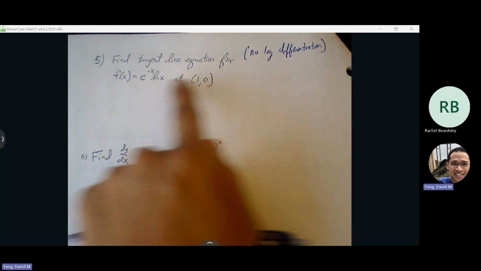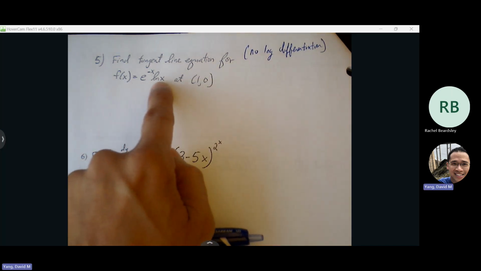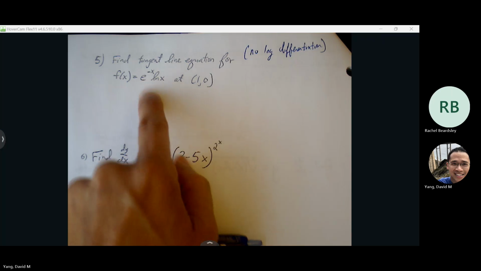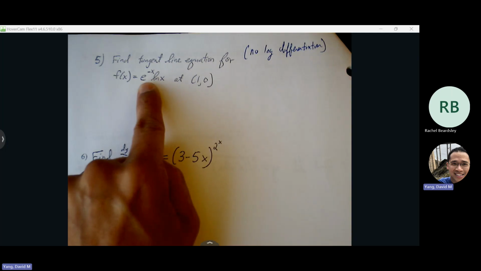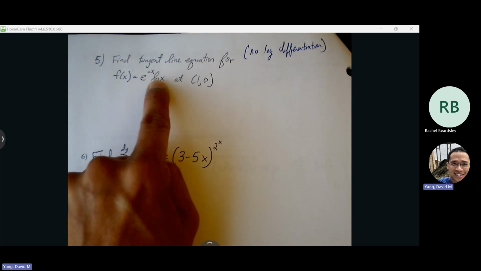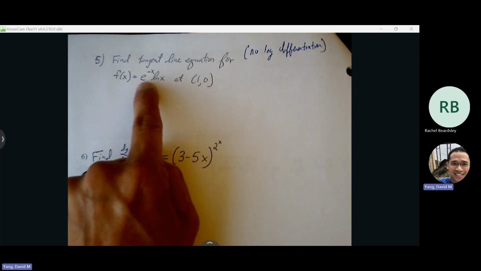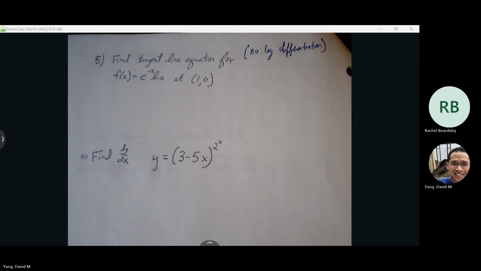Okay, so no log differentiation. What do we have to do if we want to find the derivative? Product rule. Yeah, e to the negative x is its own thing. Natural log of x is another expression. They're being multiplied with each other. We have to go through product rule.